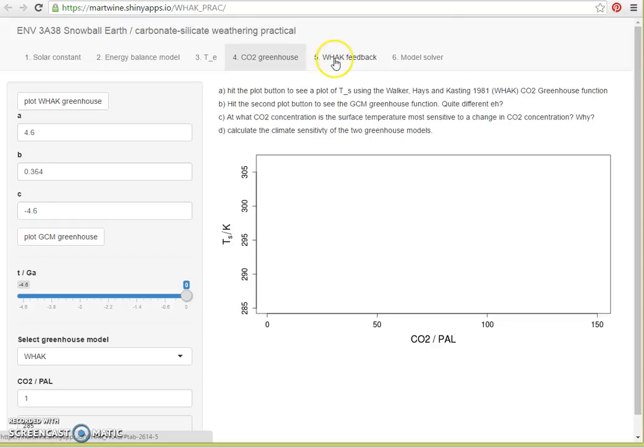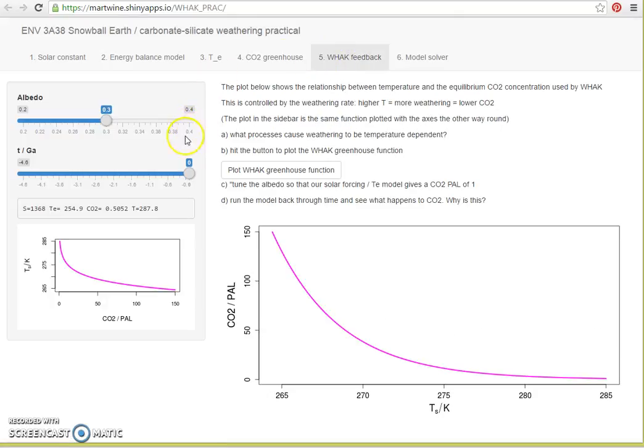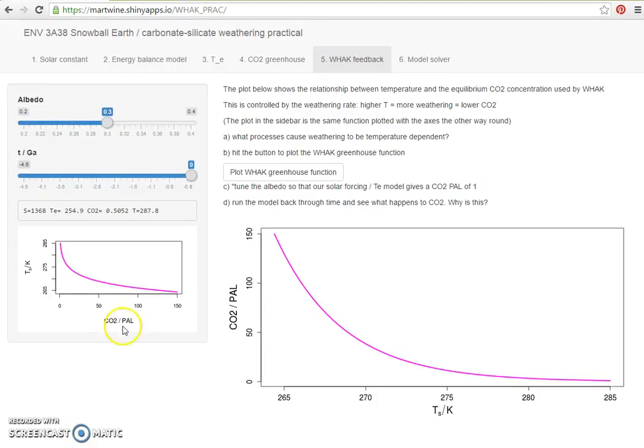Skipping forward to some slightly more complex parts of the model, you can see these first 5 tabs take the students through all of the components of the model. This panel helps the students to understand the carbonate silicate weathering feedback, and you can see there are a series of sliders and some plots. What the sliders allow us to do is investigate the nature of this feedback. If I just hit the plot button, that will plot a line which should then appear as we tune the albedo of the model.